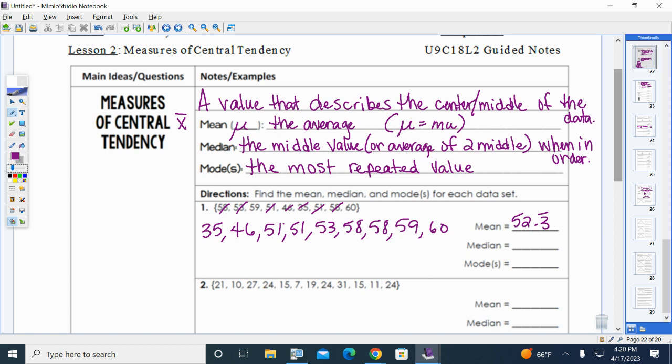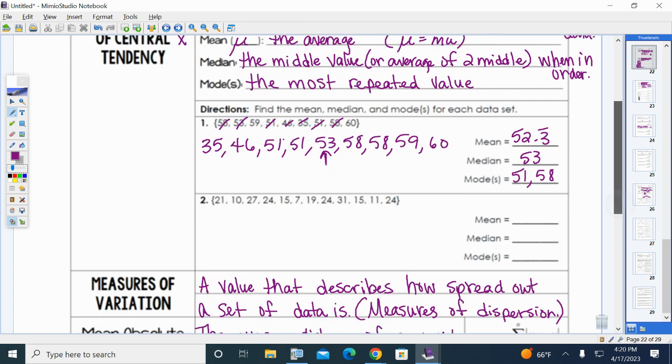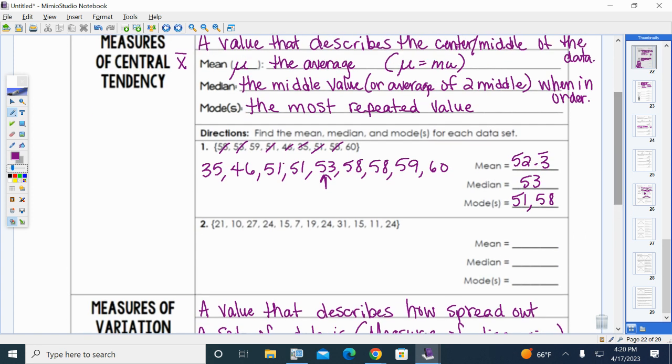The median is going to be the middle or the average of the two middle. Since there's an odd number, there is a middle, which is going to be 53. And you notice when you were putting those in order that there were 2 numbers that occurred twice. So I have 2 modes, and they are 51 and 58.